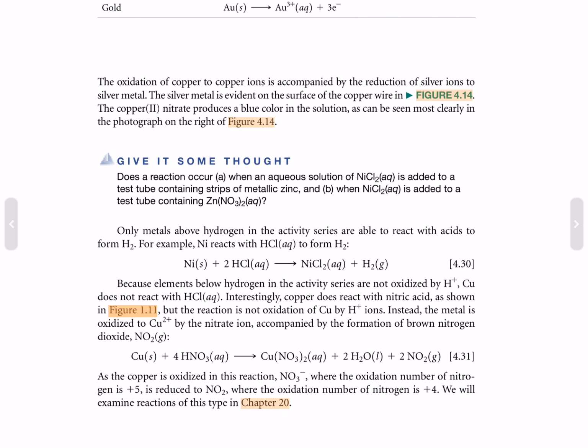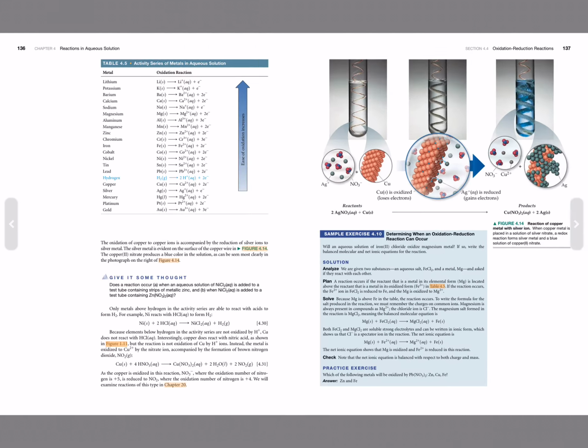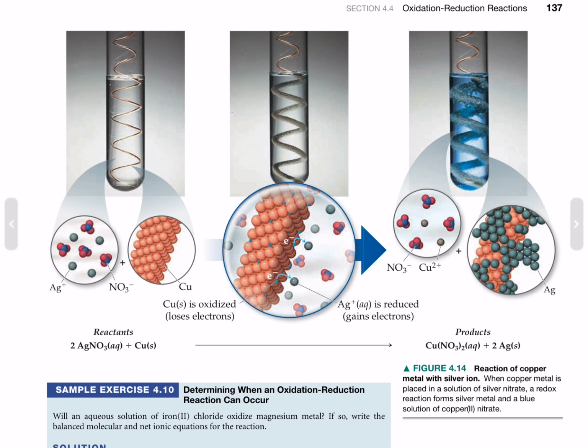The oxidation of copper to copper ions is accompanied by the reduction of silver ions to silver metal. The silver metal is evident on the surface of the copper in Figure 4.14. The copper 2 nitrate produces a blue color in the solution, as can be clearly seen in the photograph on the right of 4.14. Figure 4.14, reaction of copper metal with silver ion. When copper metal is placed in a solution of silver nitrate, a redox reaction forms silver metal and a blue solution of copper 2 nitrate.